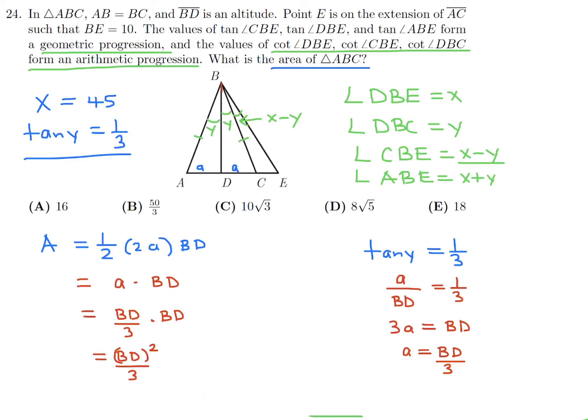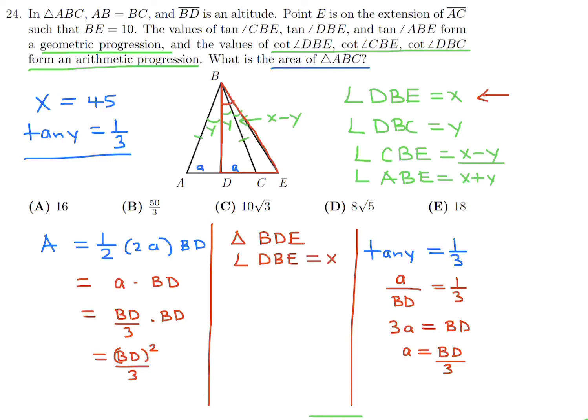And we'll be able to do that with this triangle right here, BD all the way till E, that triangle right there. All right? Now in triangle BDE, this angle right here, that is angle DBE, is equal to, right here, x. And we know that x is equal to 45 degrees, which is 45.